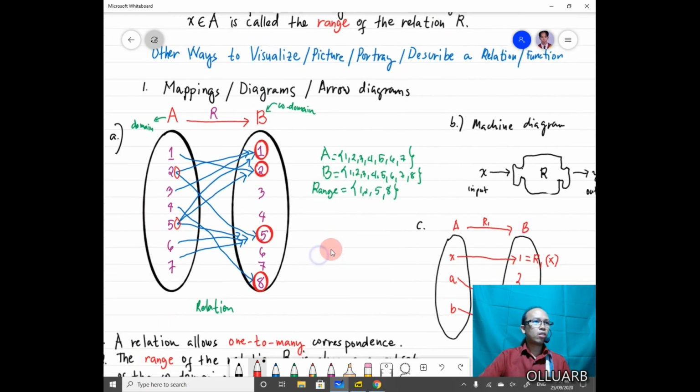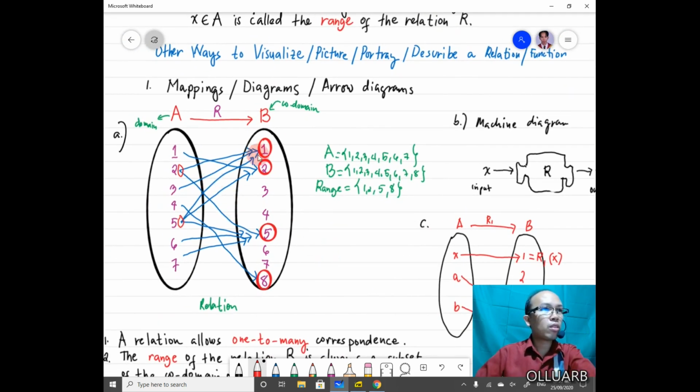And also in the mappings, or if you want to describe the relation using mappings or diagrams, there's also a problem with this illustration. The problem is that this is too small.